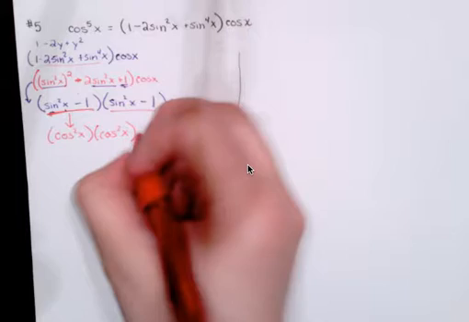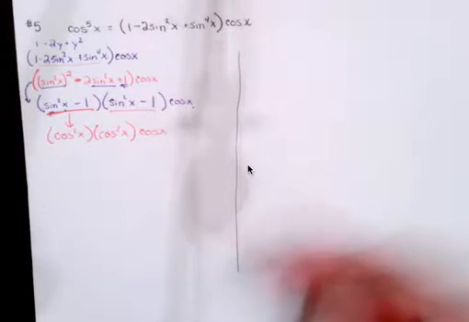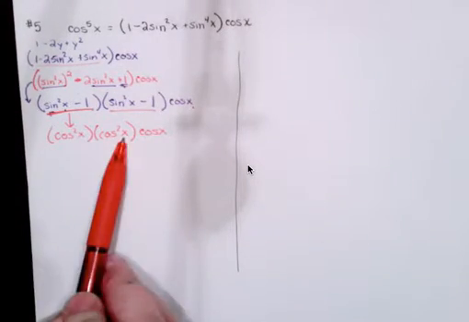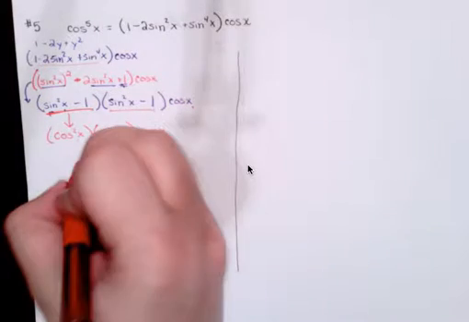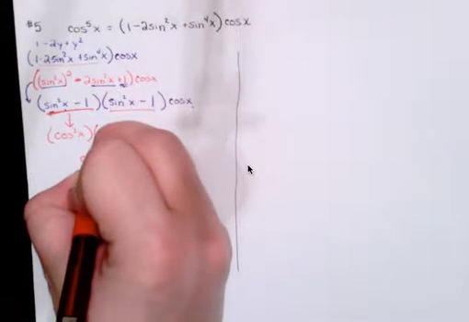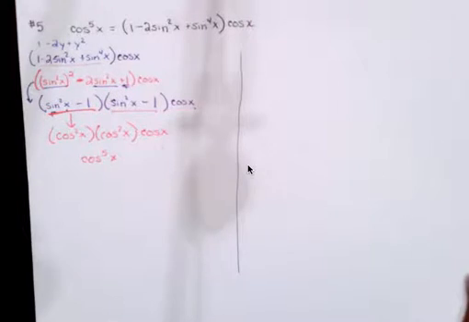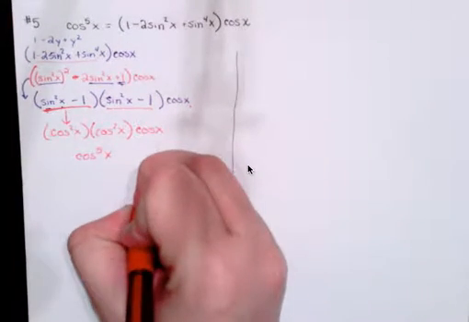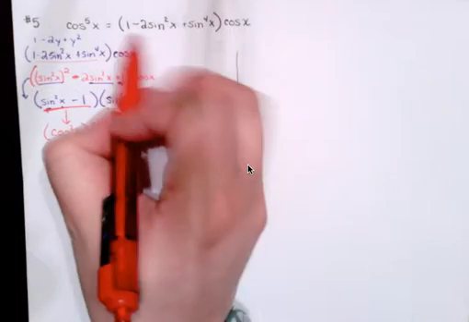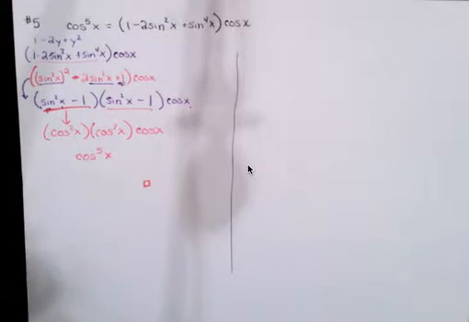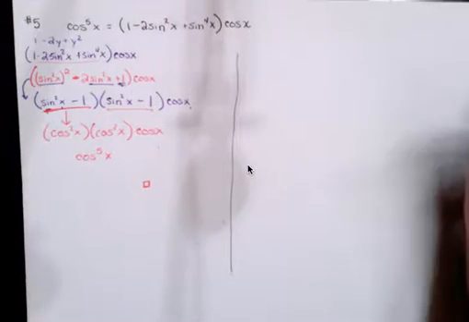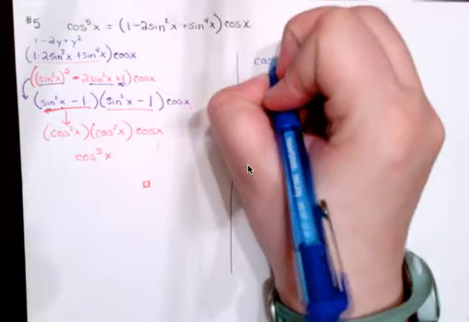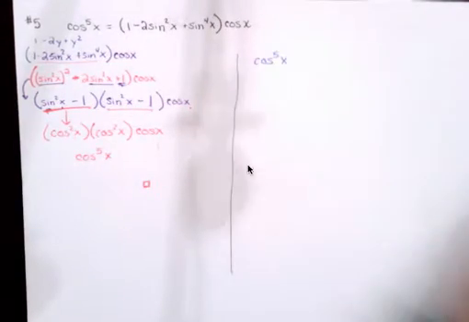And I had a cosine x to begin with, so that's just chilling for the ride. Well, now I have 2 of them here, and 1 here, so I have a total of cosine to the 5th x. That's one way to do it. Proof done. The main thing you had to see when you did this way is that that was a quadratic in disguise.